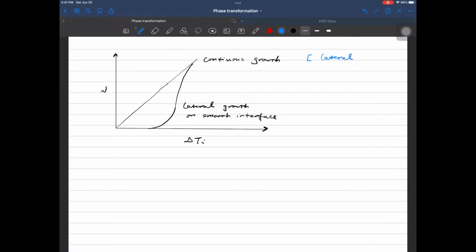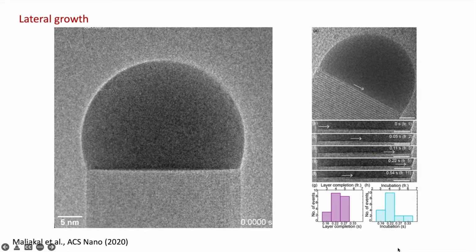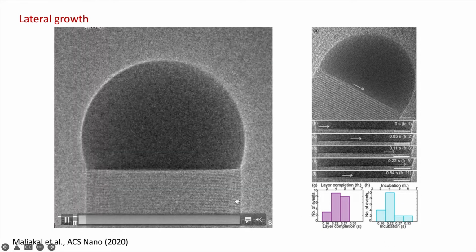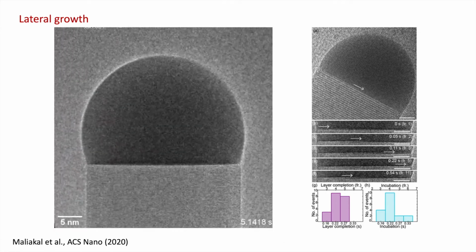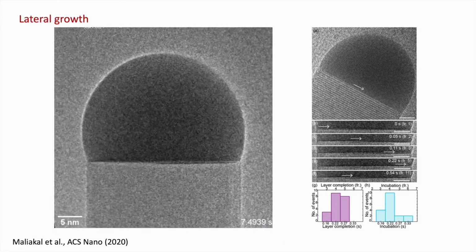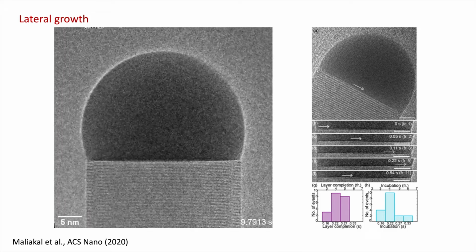In addition to lateral growth on a superflat surface, it can also happen on screw dislocations as well as twin interfaces, which we'll not discuss in detail in this video. Here is one example of lateral growth published by Maliaco and co-authors in ACS Nano. The example here is not solidification, but shows the same principle for lateral growth. You can see the growth of the nanowire is layer by layer, which can be explained by this lateral growth mechanism.